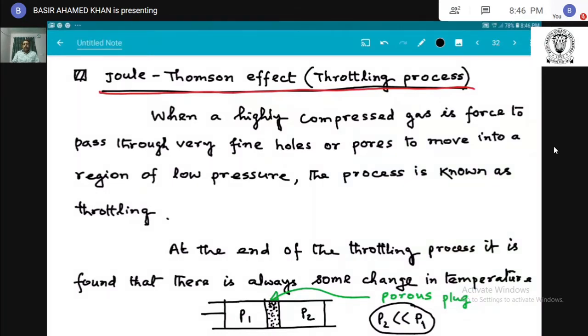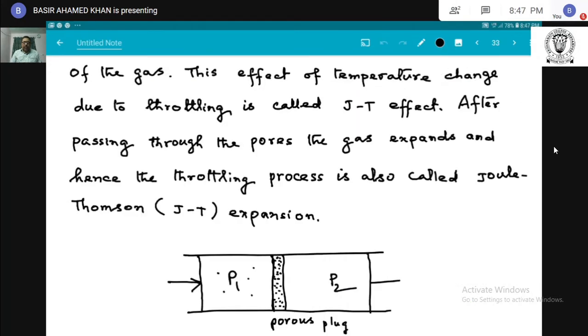Now at the end of the throttling process, it is found that there is always some change in temperature of the gas, and it is obvious: if I compress a gas, the temperature of the gas will change. This effect of temperature change due to throttling is called the JT effect.